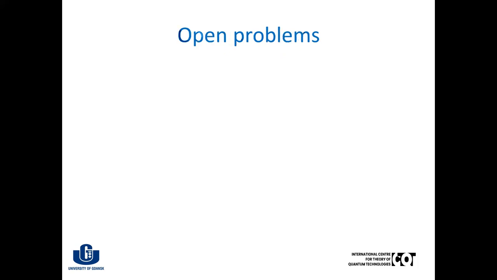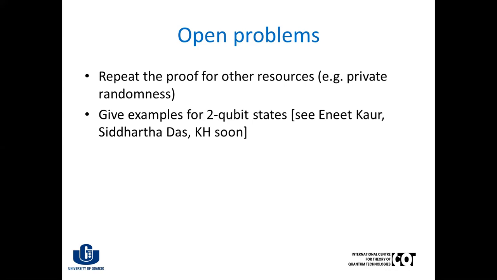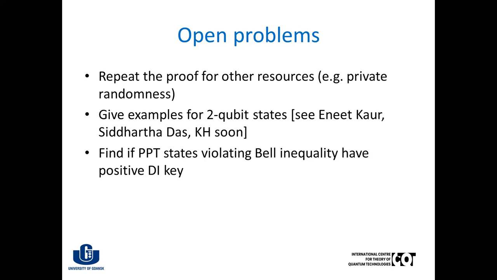And regarding open problems, our proofs were almost void of whether this is key or not as a resource, so I have started trying to generalize the proof to the case of private randomness. It would also be good, because I gave you high dimensional examples, to have low dimensional examples, and we are working on that with Enid Kaur and Siddhartha Das. It's a general question whether there are PPT states violating a Bell inequality that have positive DI key, or even DD key, I mean device dependent key. And with that, I would like to thank you for your attention.